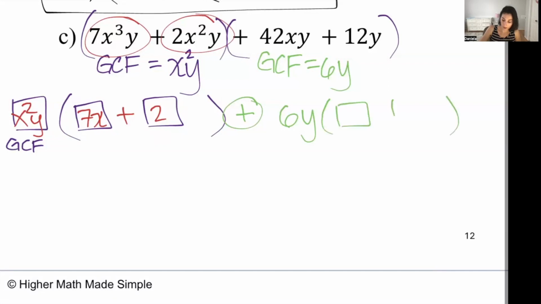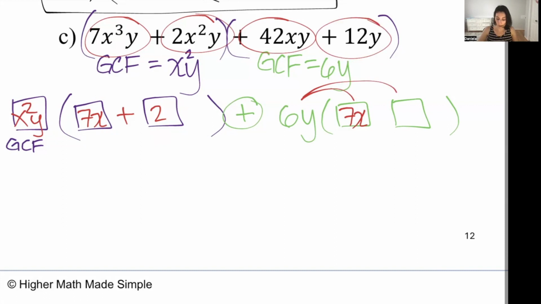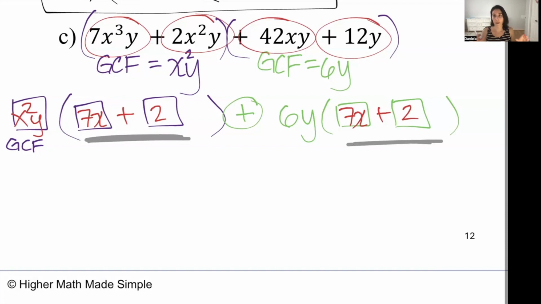Okay, so that's the GCF. There should be two boxes because there's two terms. So now 6y times what gives us 42xy? Well, 6 times 7 is 42. I already have a y. I'm just missing an x. And then 6y times what gives me a positive 12y? That's going to be a positive 2. So we're not done yet. We have to do one more step, but the way that you know it's factorable and the way that you know you factored it correctly is that your goal is actually to get matching parentheses. So if you got matching parentheses, you did it right.